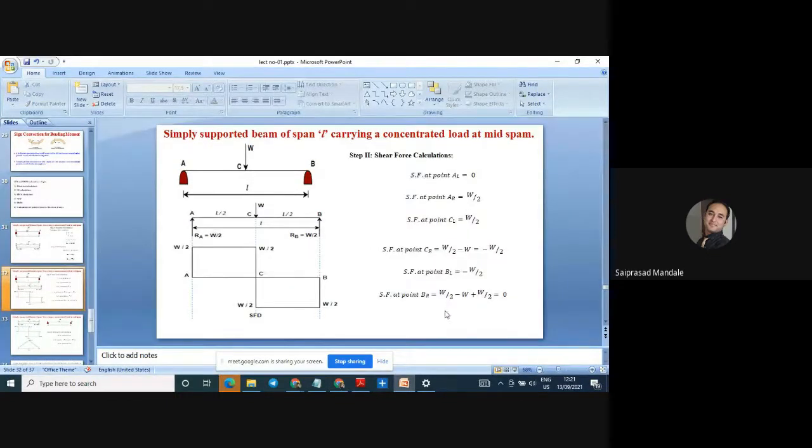Step number 2. What is step number 2? It is the SF calculation. Whenever there is a SF calculation, we have to calculate shear force. SF means shear force. Whenever we are calculating shear forces, we have to calculate shear force on the left hand side and right hand side of each and every force.